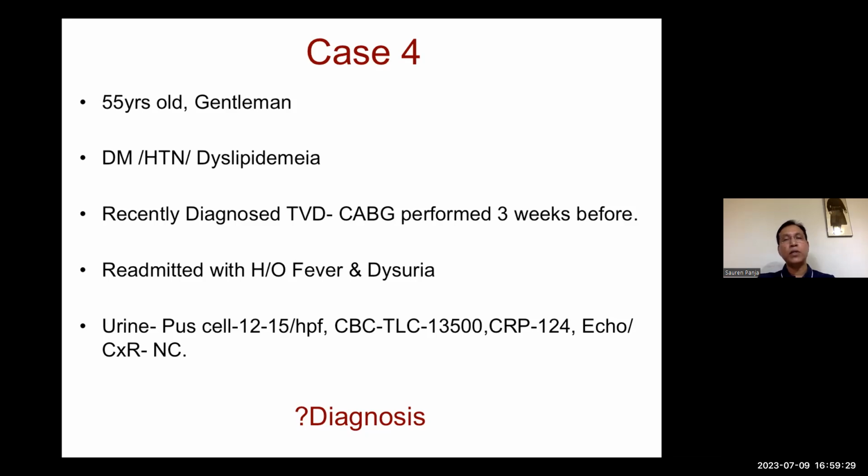The catheter had been removed on the second or third day of the postoperative period. Urine pus cells were 12 to 15 per high power field. Total count was 13,500 and C-reactive protein was 124. Echo and chest X-ray were done and were normal. So what may be the probable diagnosis? Initially, the diagnosis looks more like a urinary infection, with a background of recent CABG or surgical procedure.